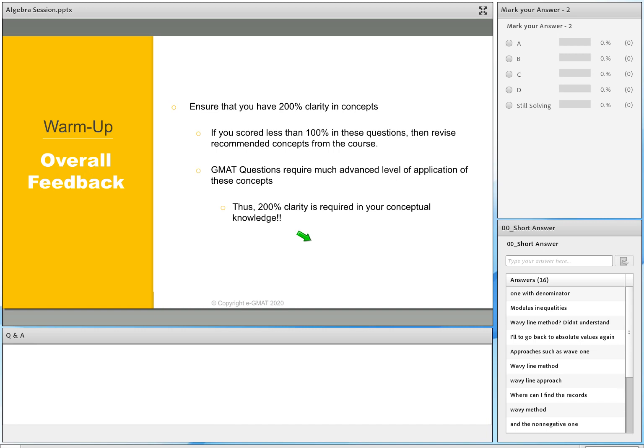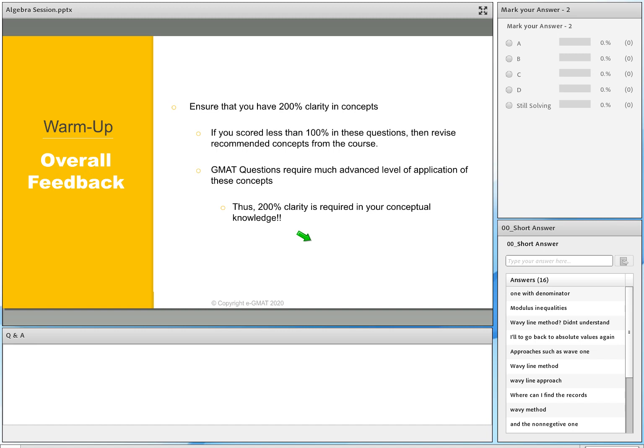Okay, approaches such as the wavy line method. Non-negative was right in front of my eyes. Well, you know, constraints are always right in front of our eyes, and it's a big problem. So many people get questions wrong just because they don't see constraints.